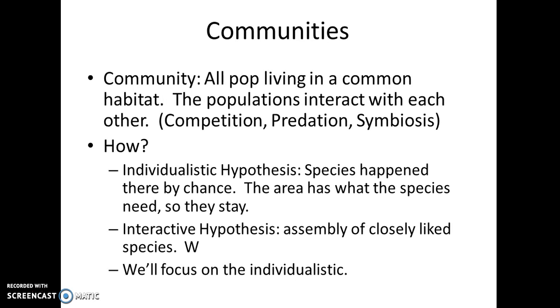So communities: when you grab a bunch of populations, which we just talked about, living in a common habitat, the populations will interact with each other. And how they do that is through competition, predation, or symbiosis. How? Well, if we take a look at the individualistic hypothesis, species happen to be there by chance, and the area has what the species need, so they stay. The interactive hypothesis states that an assembly of closely linked species will live together.